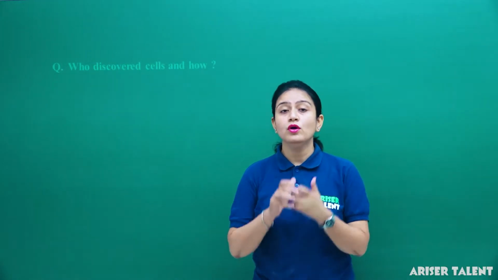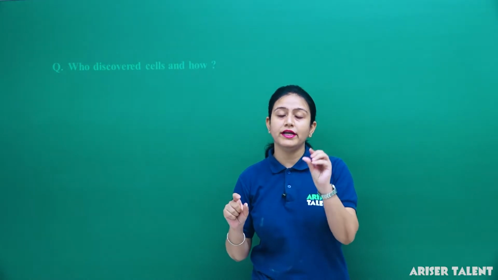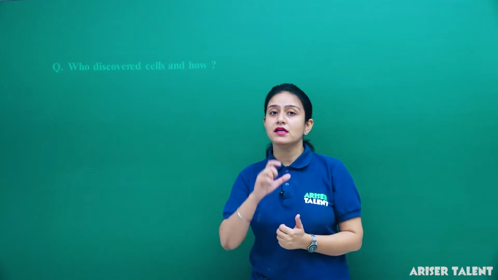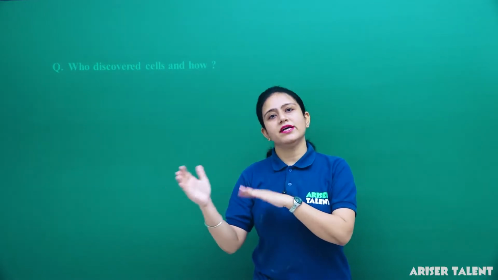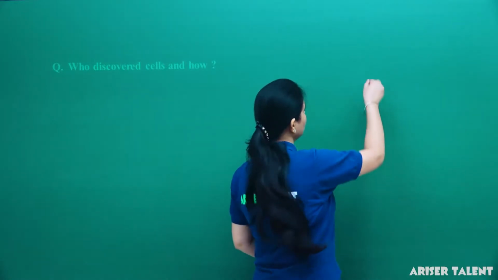So let me tell you, Robert Hooke discovered the cell in 1665. How did he discover? He studied a slice of cork under the primitive microscope, and then he found that it looks like a honeycomb and it consists of many tiny compartments, and he gave them the name cellulae. Later they were termed as cells. Clear? So here we go with the answer.